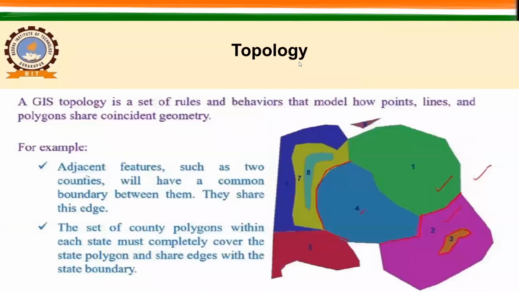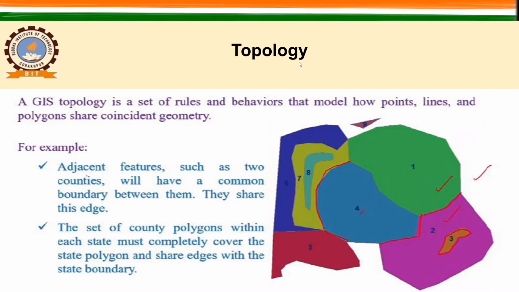I've already discussed the topic of topology, okay, already discussed this topic, topology in TIN, that's a triangulated irregular network. But now let us see what the utility of this topology is in vector data, because this topology is very, very important in all different types of vector data.